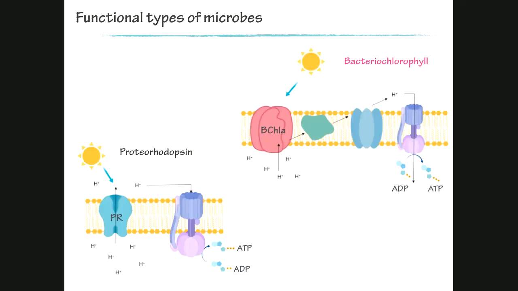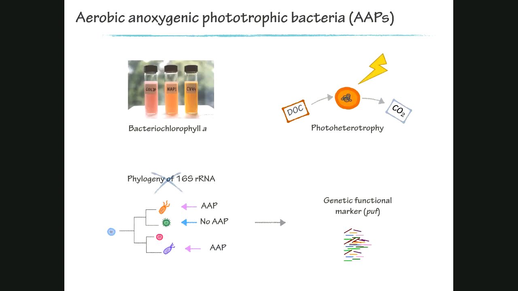Okay, so we switch to the second type, and the second type is a bacteriochlorophyll system, which is similar to the chlorophyll system from phytoplankton or plants, but in this case, it's a system that is present in bacteria. The bacteria that contain this bacteriochlorophyll a are known as aerobic anoxygenic phototrophic bacteria, or AAPs. And to summarize, they contain this pigment, bacteriochlorophyll a.